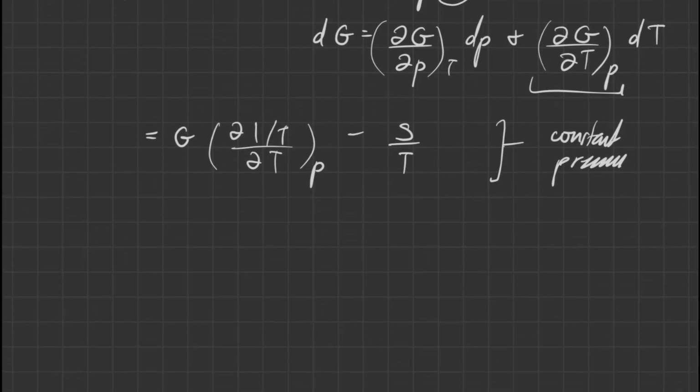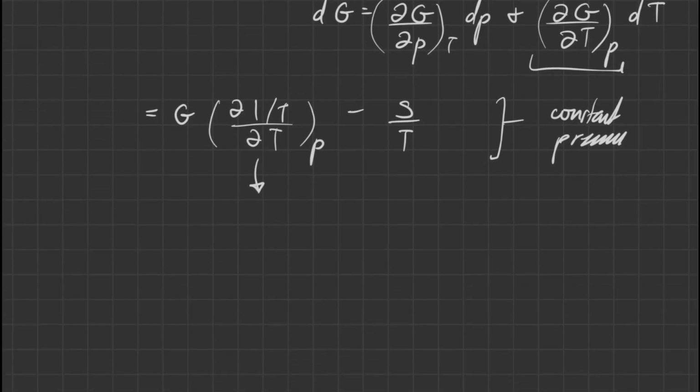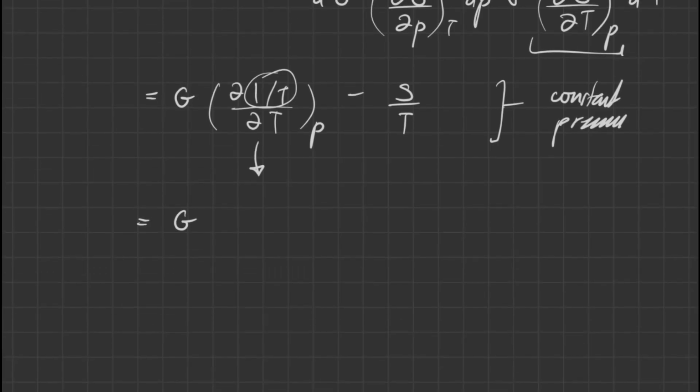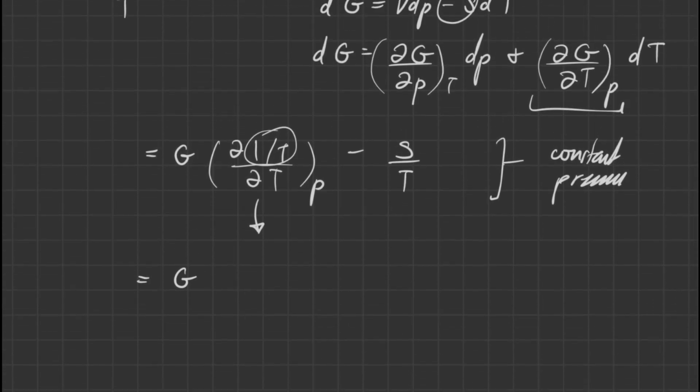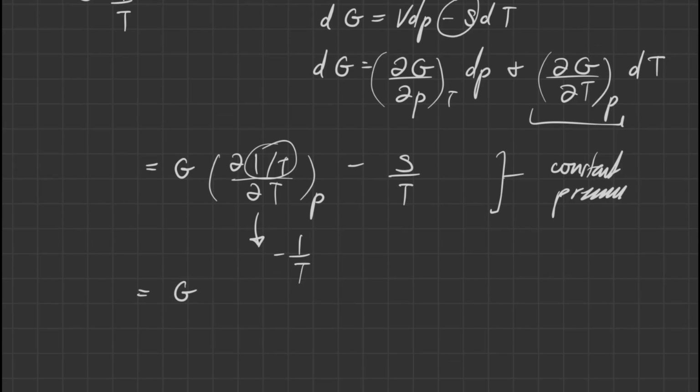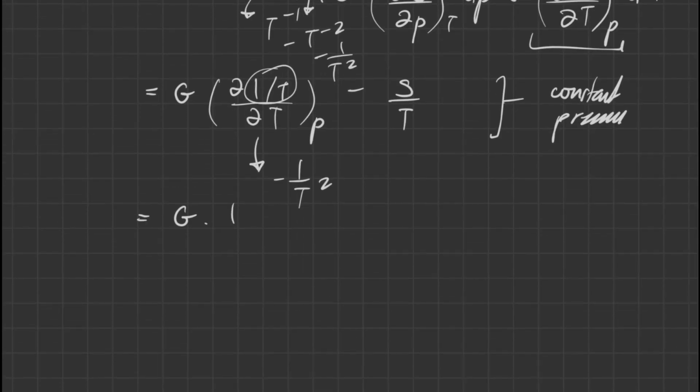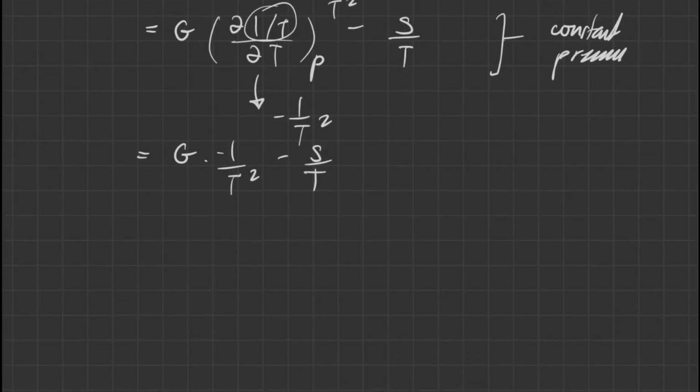Okay, so you can actually just evaluate this. Take this function with respect to T, and then you get negative 1 over T squared, right? Because T to the negative 1 is multiplied by the negative exponent, and then the power goes down 1 to negative 2, so negative 1 over T squared. So this minus that, multiplied by that, minus S over T. So now we are at negative G over T squared minus S over T.